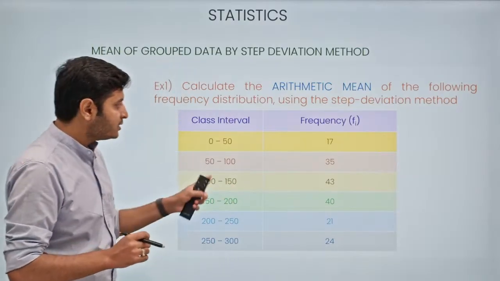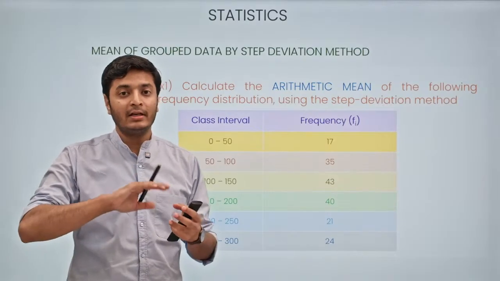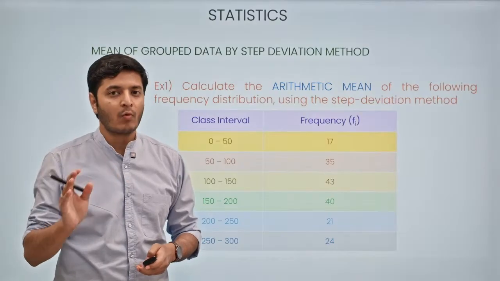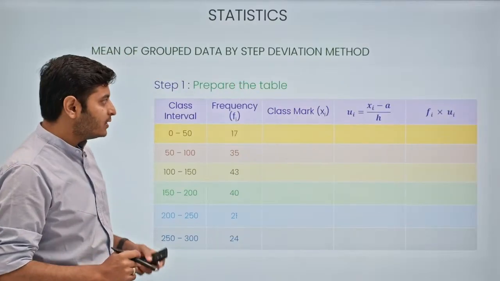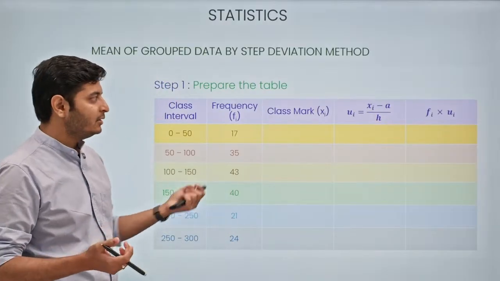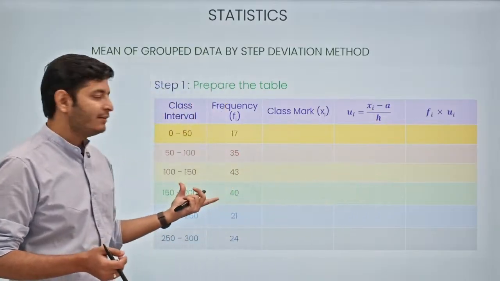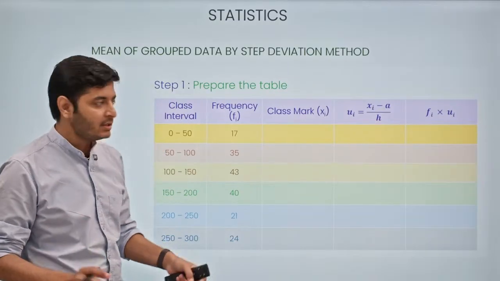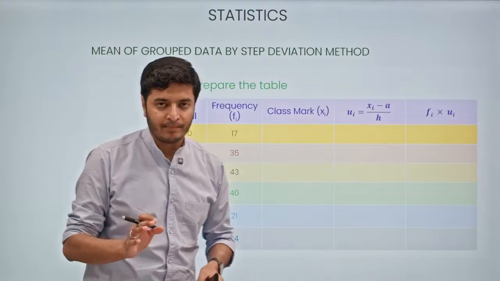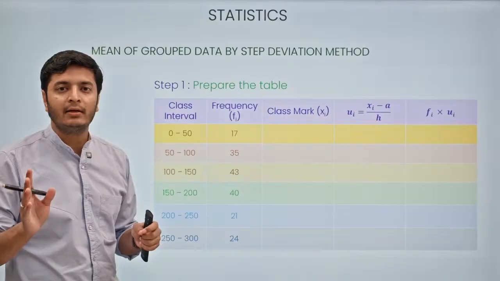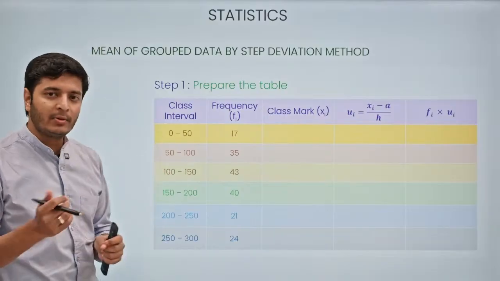Now, first thing first, as we have done in the case of assumed mean method or direct method, we are gonna find what? Class marks. So first I'm gonna create a table like this. So here we will be needing 3 more columns other than the given 2. So first one will be the same class interval, then frequency, then we need to find the class mark. We know how to find the class mark, right? Upper limit plus lower limit by 2. So 50 plus 0 by 2, 25.